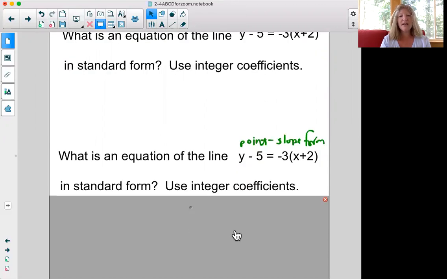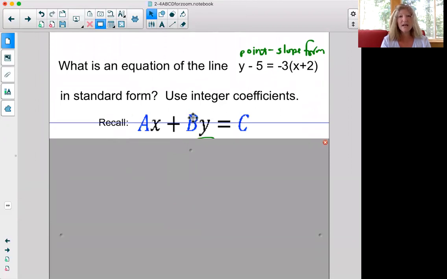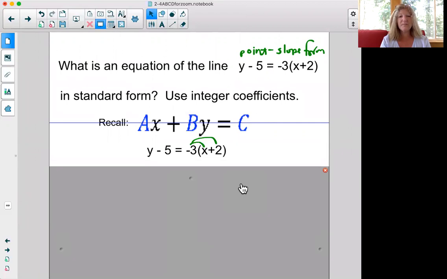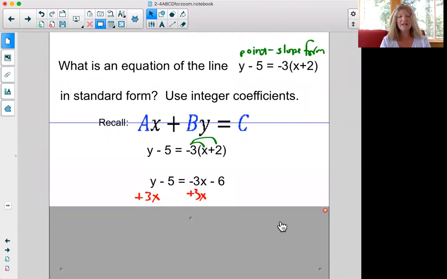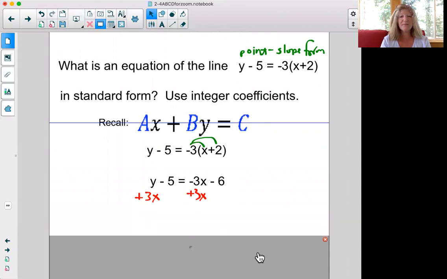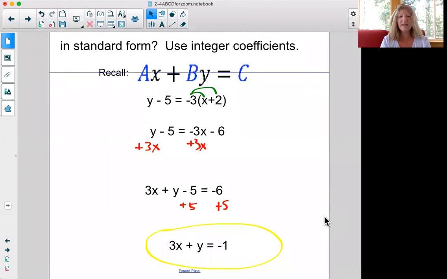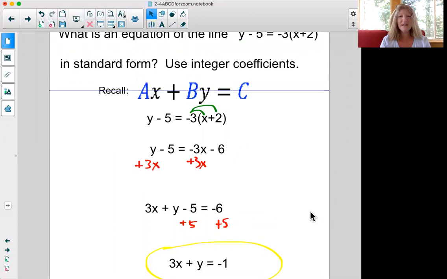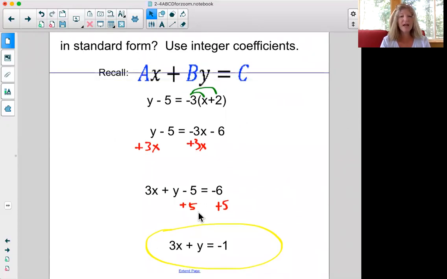Now, if I want to get it into standard form, I first have to recall what standard form looks like, knowing that A, B, and C will be integers. I distribute, I add 3x to both sides, I add 5 to both sides, and I have my line in standard form. Remember, this equation of the line in point slope form is the same line as this one, it's just in a different form.